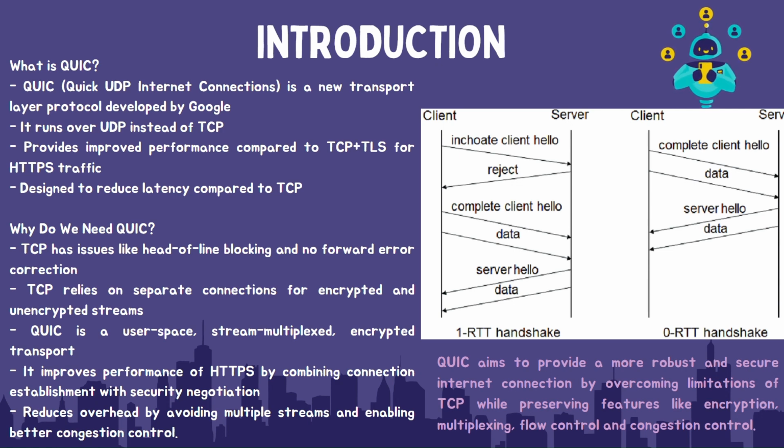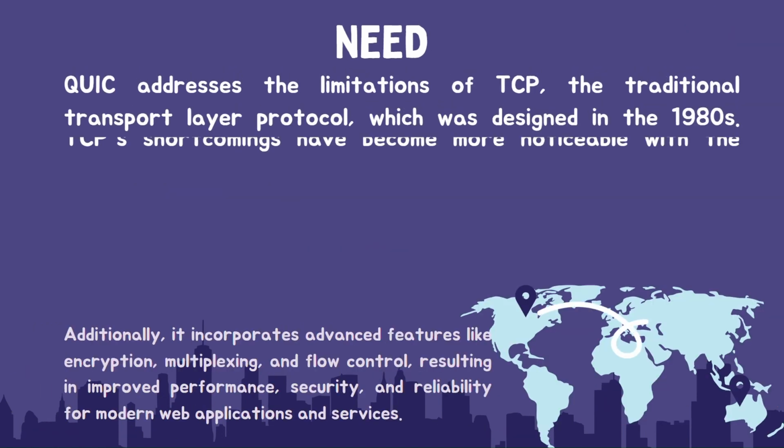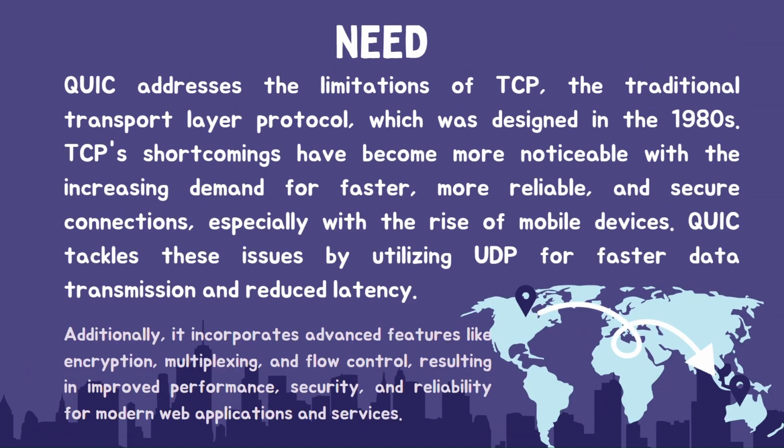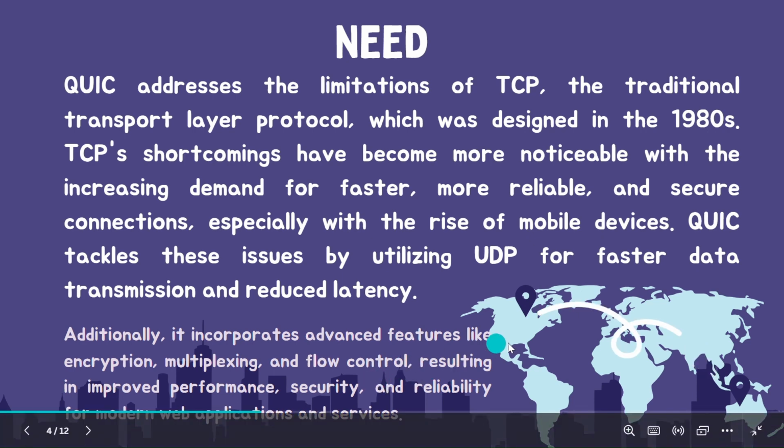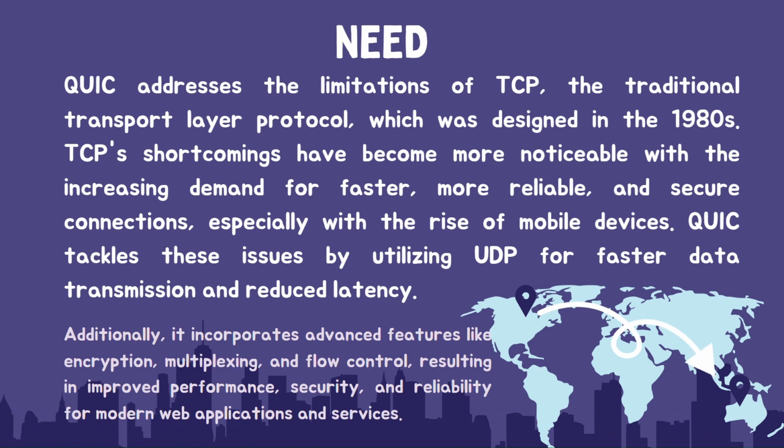So, what was the need for QUIC? The need for QUIC arises from limitations in traditional TCP. TCP was designed in the 1980s when the internet was very different from what it is today. With the increasing use of mobile devices and the demand for faster, more reliable and secure connections, TCP limitations have become more apparent. QUIC addresses these limitations by using UDP, which allows for faster data transmission and reduced latency.